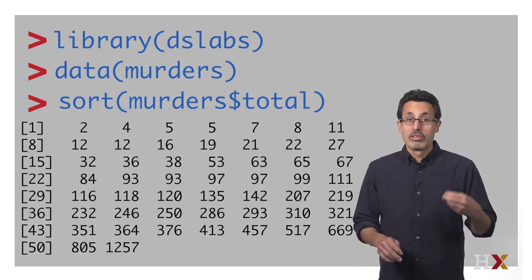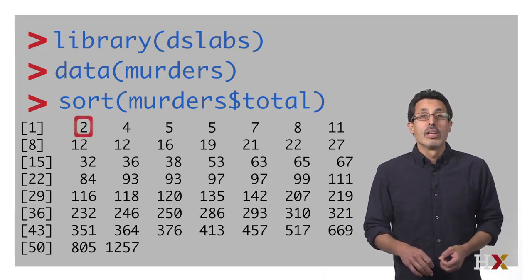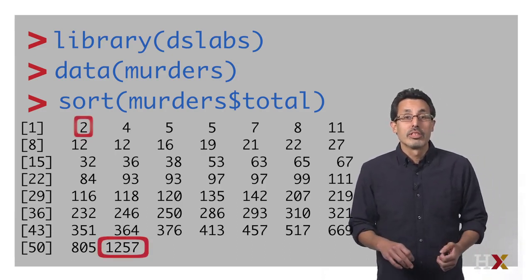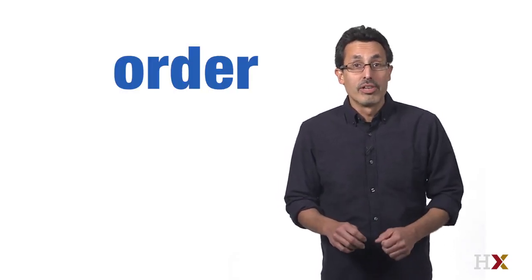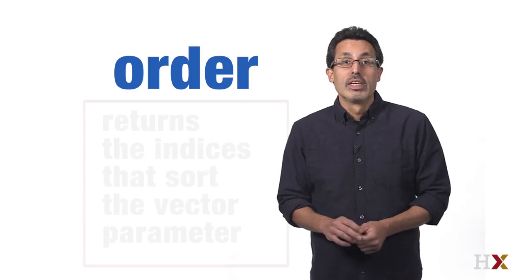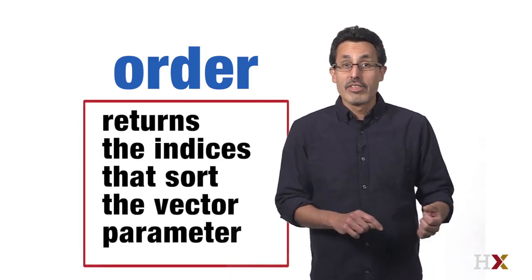And we can see that the state with the smallest number of murders had 2, and the one with the most had 1,257. However, this does not give us any information about the states, only about the totals. The function order is closer to what we want. It takes a vector and returns the indices that sort that vector.